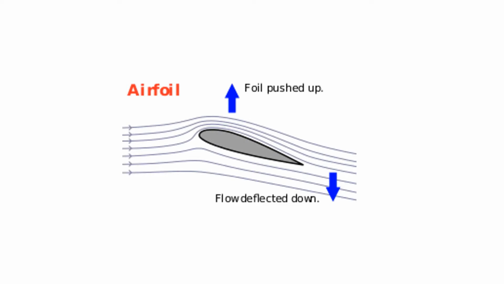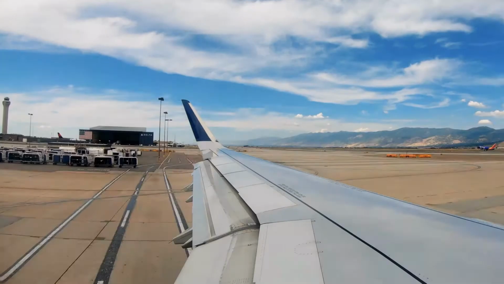The cross-sectional design of a plane's wing is called an airfoil. This shape provides the aerodynamic forces necessary for a plane to lift off the ground. We'll now look at how this design helps in flight.